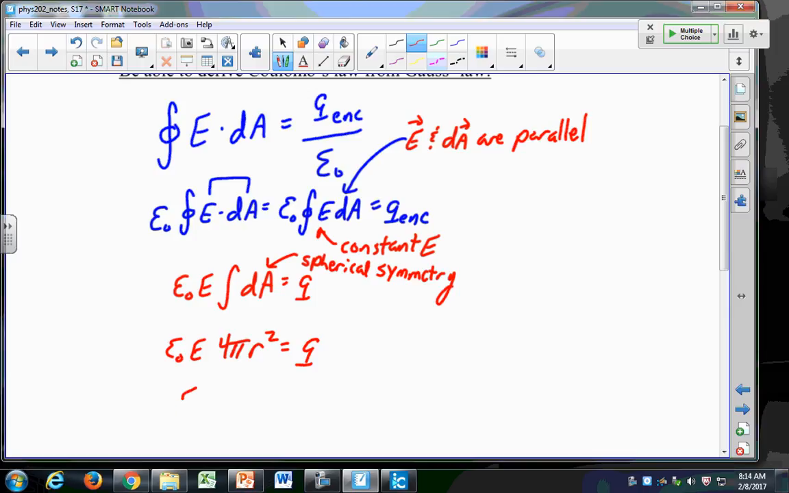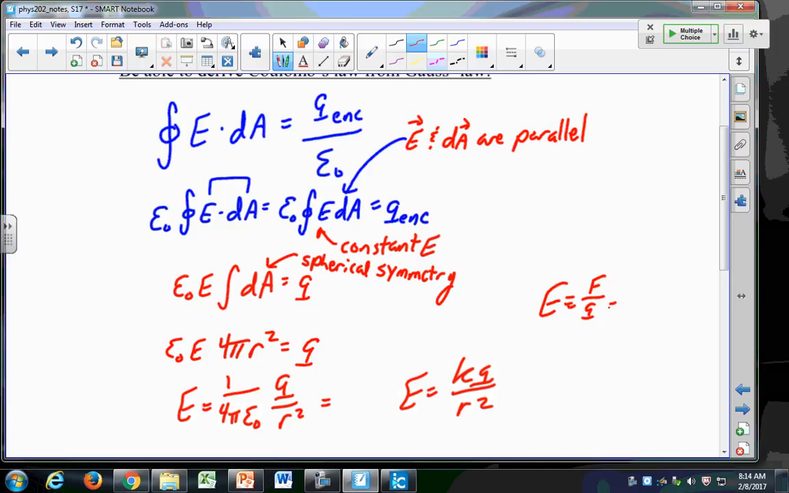And so my electric field is going to be 1 over 4 pi epsilon naught times Q over r squared. This is our expression for the electric field, E equals kQ over r squared, which as you know is only one step away from Coulomb's law. In fact, we get this from Coulomb's law. You'll recall that we said the electric field is force over Q. The force is kQQ over r squared divided by Q, and those cancel out and give us that expression for the electric field.